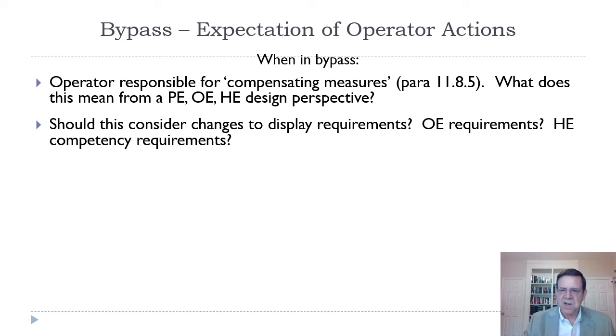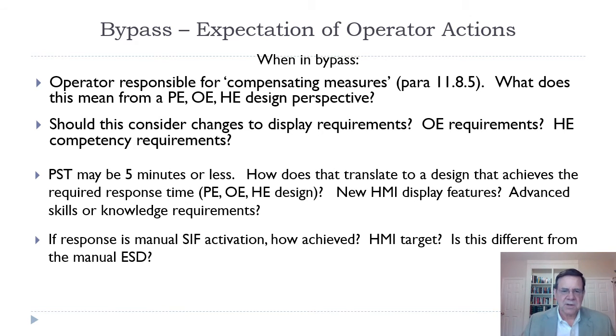So does that change HE competency requirements? If I have a PST of 5 minutes or less, what effect does that have? Does it change decision support features? Here, if you're trying to do something very fast, you're talking about a skill. So you're talking about muscle memory, and from a training perspective you're not going to get that in a classroom setting. You're going to get that in a dynamic, time-pressured setting in terms of drills.